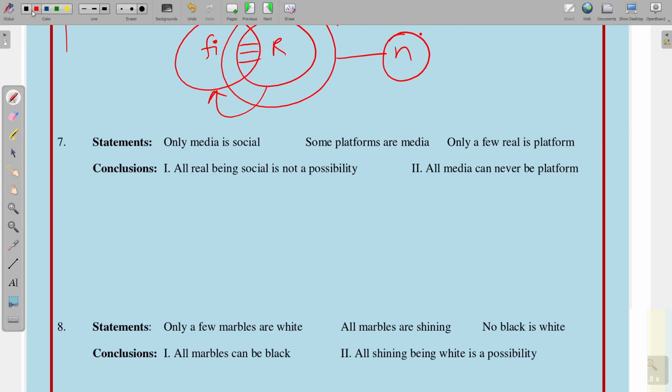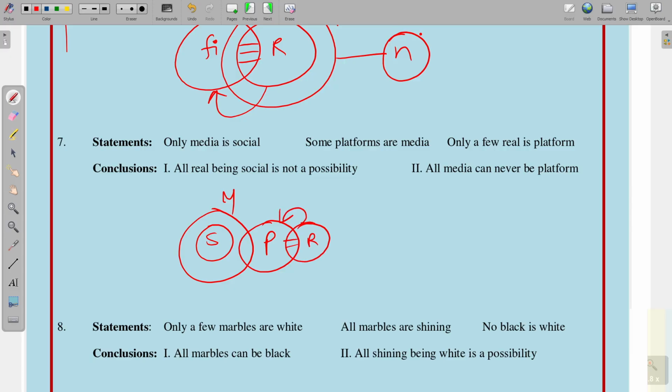Question number 7. Only media is social. It means all social is media. Only media has rights on social. Next, some platform are media. So, some platform are media. Only a few real is platform. So, only a few real is platform.